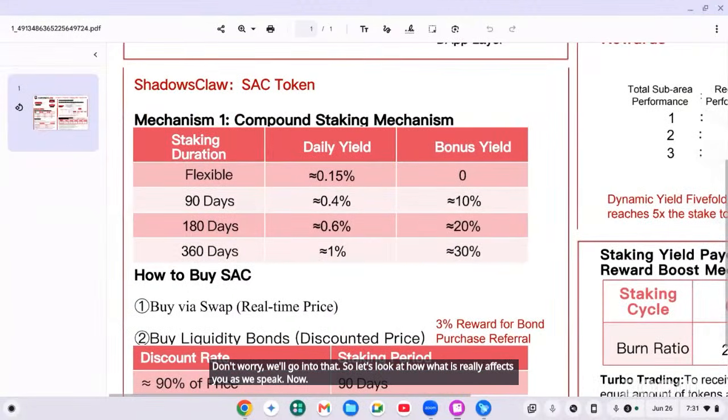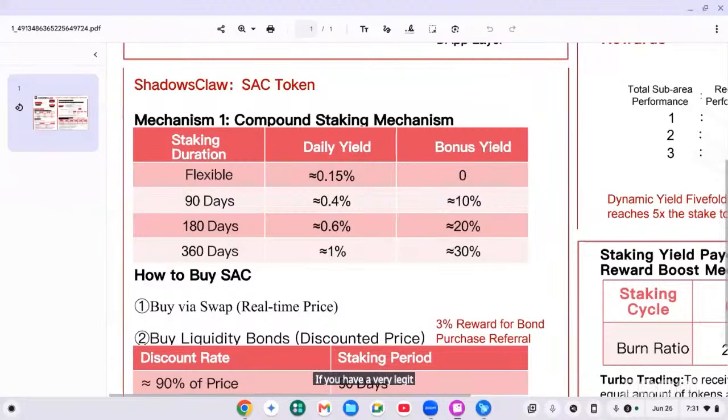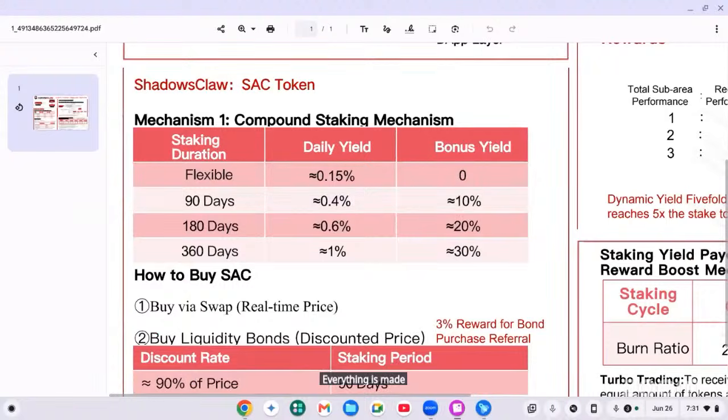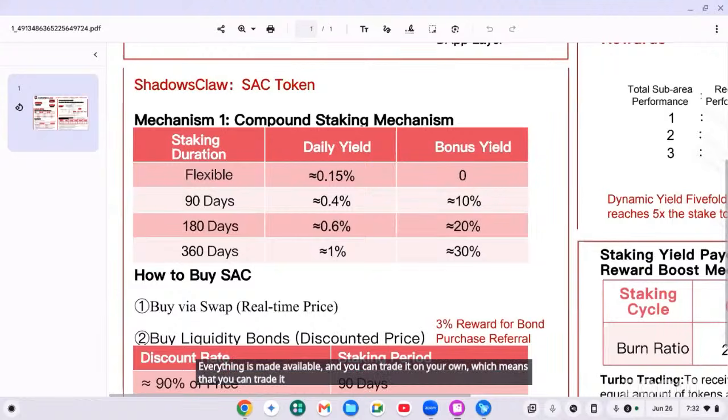Now, I mentioned that our internal token is what we call the SAC. Of course, this SAC is listed on CoinMarketCap. If you have a very legitimate crypto out there, it should be listed on CoinMarketCap, and details about the token, trading volume, amount of token in supply, amount of token burn, the team behind, everything, the smart contract address of the token, everything is made available, and you can trade it on your own, which means that you can trade it on any of the decentralized exchanges, including PancakeSwap and all.